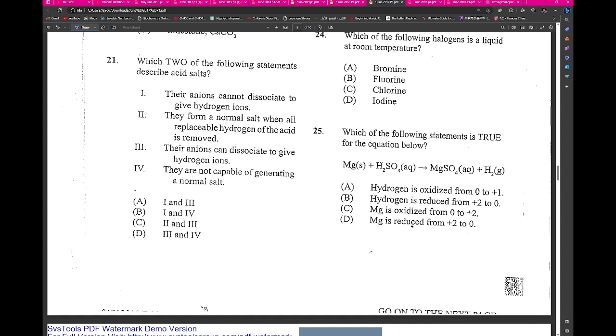Which two of the following statements describe acid salts? Their ions cannot dissociate. They form a normal salt when all hydrogen is replaced. Hydrogen of the acid is removed. True. Their anions can dissociate to give hydrogen ions. Their anions cannot dissociate to give hydrogen ions. Not capable of generating normal salts. 2 and 3.